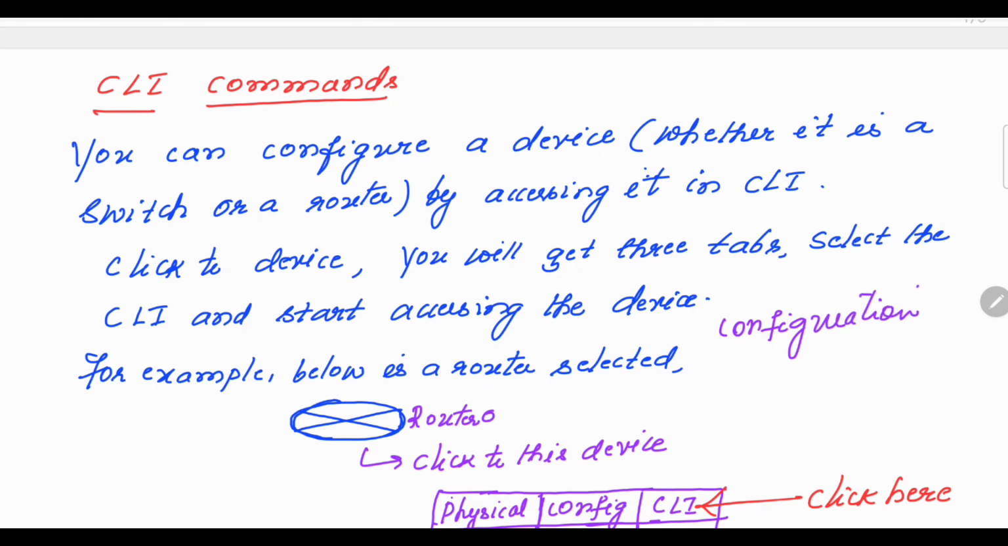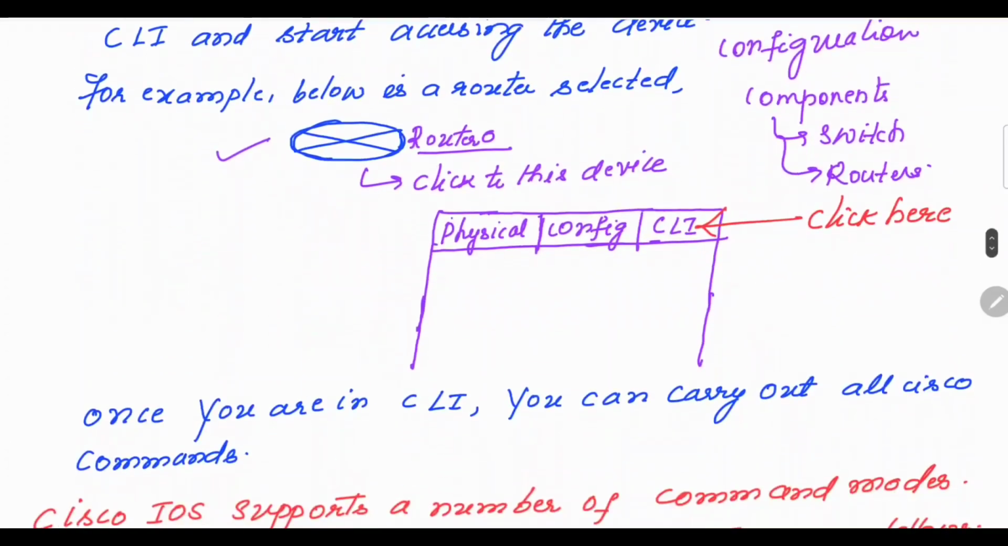What exactly you'll be doing is, in the Cisco Packet Tracer you have the different components: switches, routers, and connecting cables. All those things are present in the Packet Tracer. Suppose you want to configure a particular switch or a router, that means any device, you need to select that device. For example, here I have shown a router as the device, and for this device you need to click. Once you click, you will get a window like this, and in this window you will see three tabs: Physical, Config, and CLI. You have to select the CLI here.